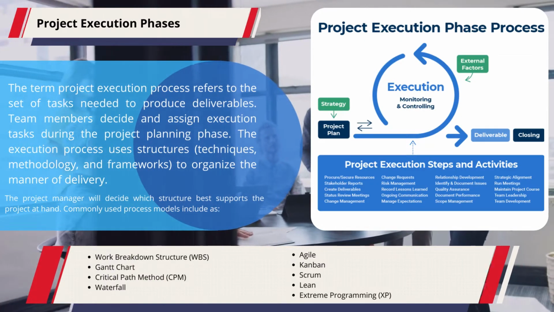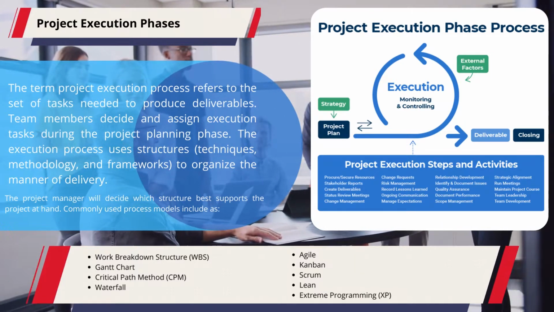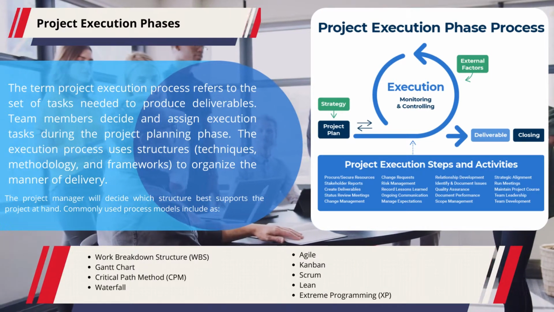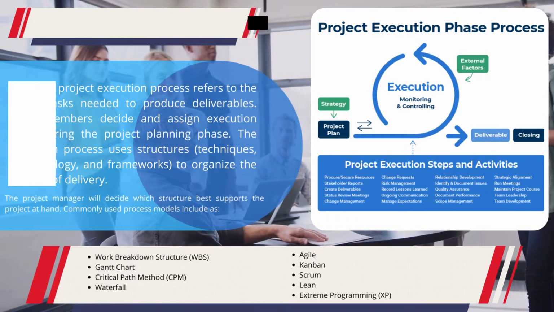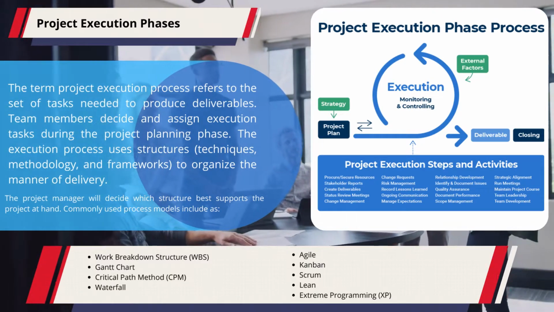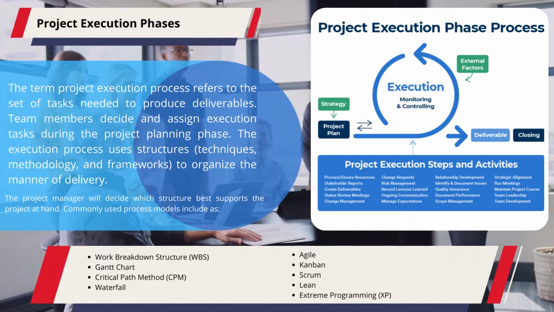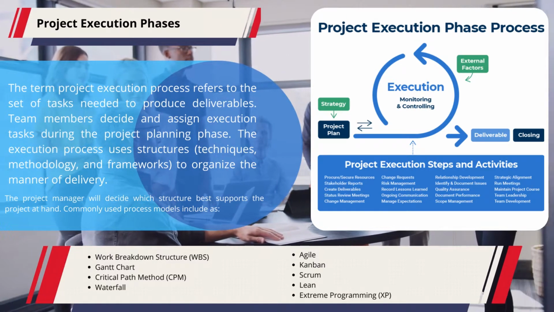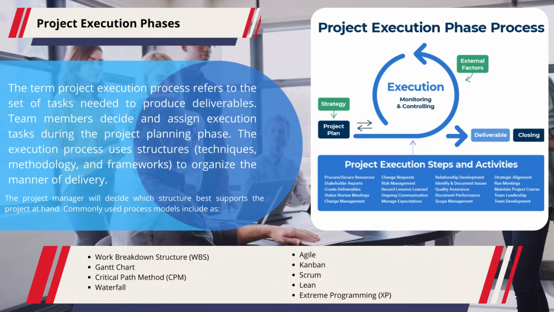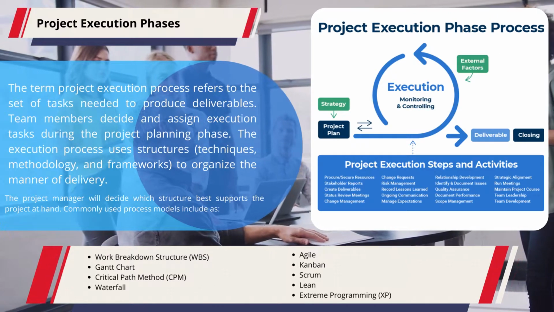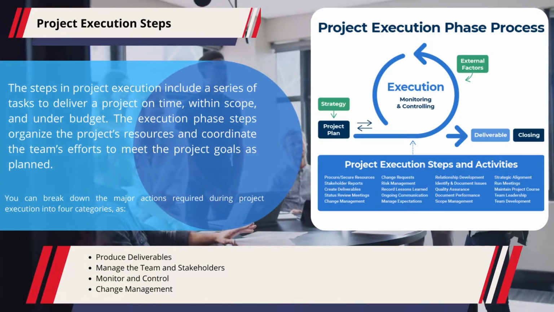The term project execution process refers to the set of tasks needed to produce deliverables. Team members decide and assign execution tasks during the project planning phase. The execution process uses structures, techniques, methodology, and frameworks to organize the manner of delivery. The project manager will decide which structure best supports the project at hand. Commonly used process models include work breakdown structure, Gantt chart, critical path method, waterfall, agile, Kanban, Scrum, Lean, and extreme programming.